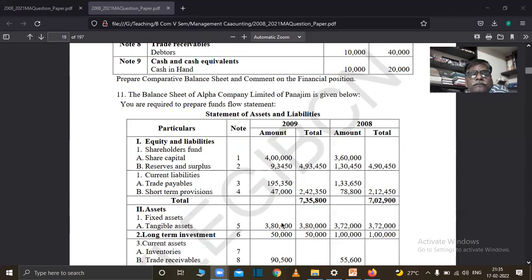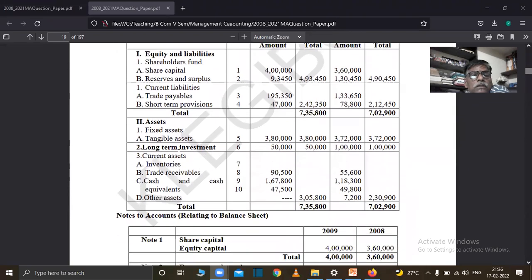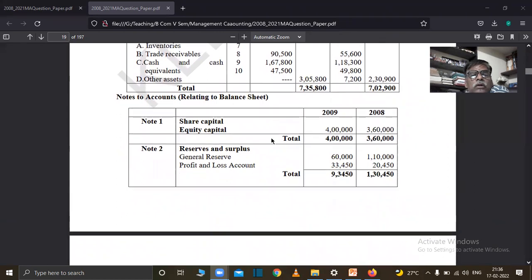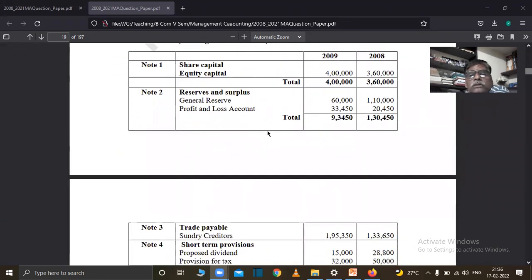Okay, you see here. Regarding this assets and liabilities, shareholders fund, current liabilities, reserve and surplus is there, fixed asset is there, tangible asset is there, long-term assets are there. All these items you have to give consideration, and according to notes you solve the problem. You see equity share 4 lakh, 3,60,000.